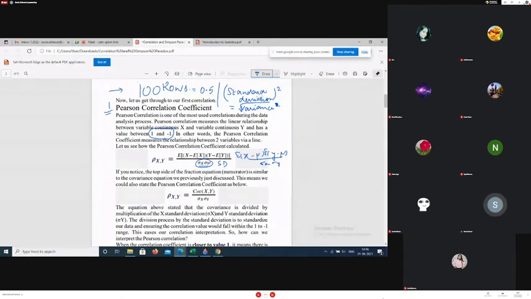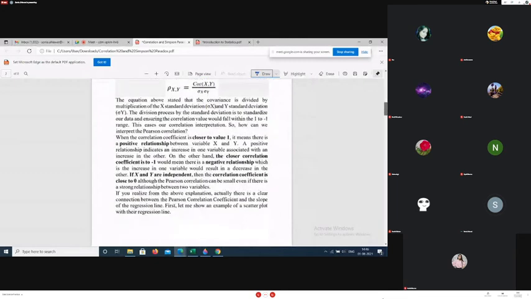Till this point it is clear. Shall I proceed ahead? So closer to 1 for Pearson value means positive relationship between x and y. Closer to minus 1 means negative relationship between x and y. And if x and y are totally independent, that means there is no correlation, then the correlation coefficient is equal to 0 or near to 0 or close to 0. This is exactly what the Pearson correlation coefficient gives. I'll show you also. Fine.